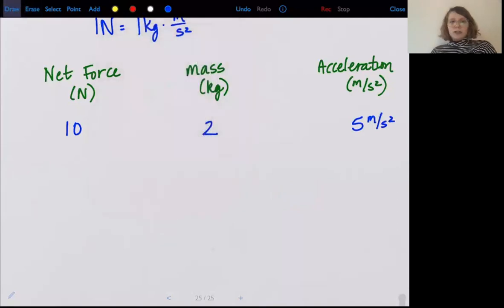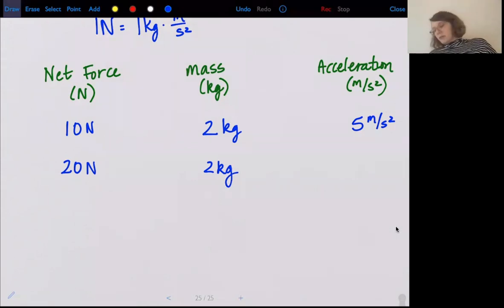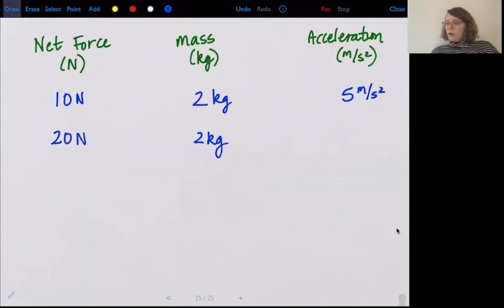Next, Miss Montgomery is going to be pushing the ball now with 20 newtons of force. The ball hasn't changed its mass, it's still 2 kilograms. So now what is the acceleration of the ball? Okay, so I'm now pushing the ball with more force, in fact 2 times the amount of force. So before we fill out this table or do the math to solve it, what do you think is going to happen to the acceleration?